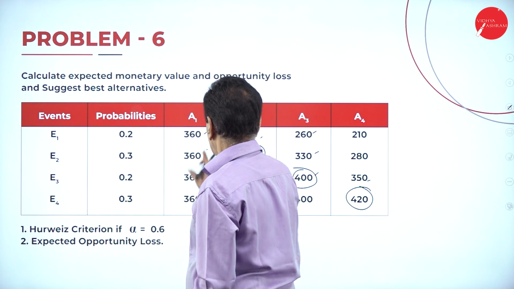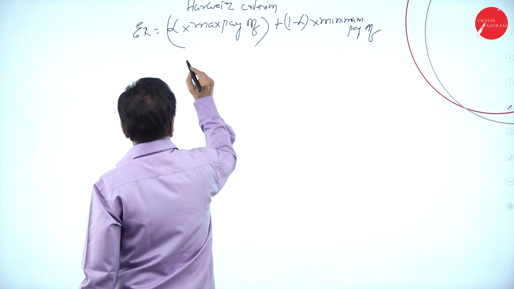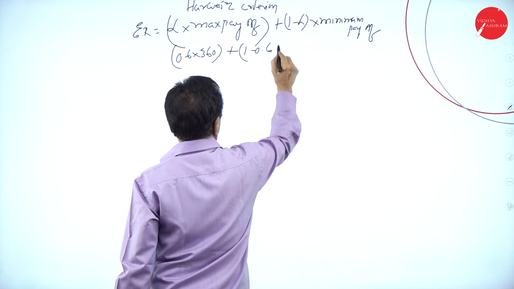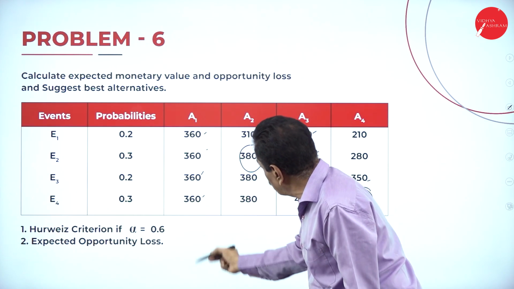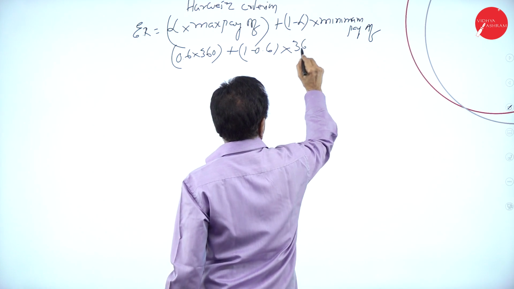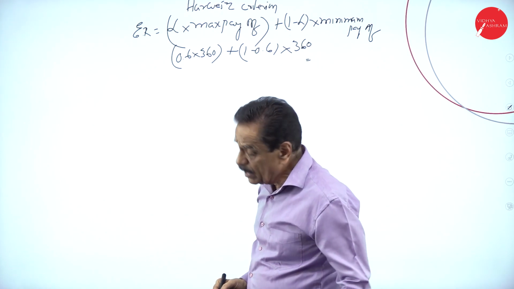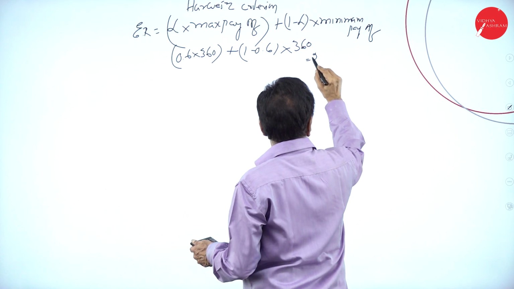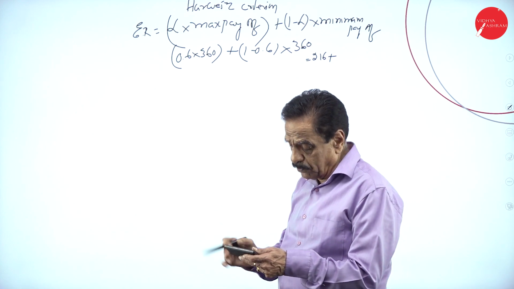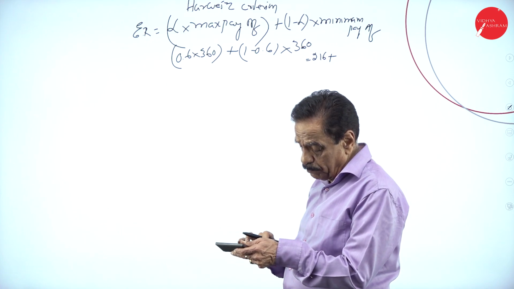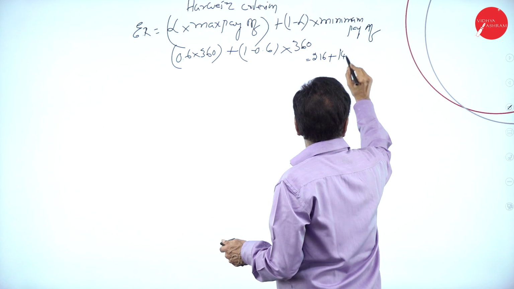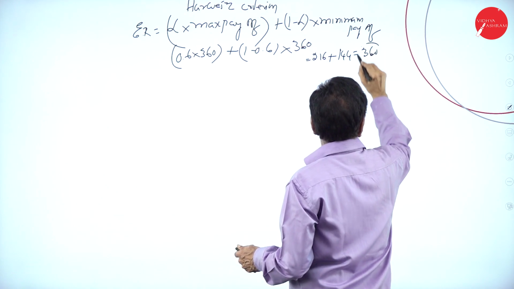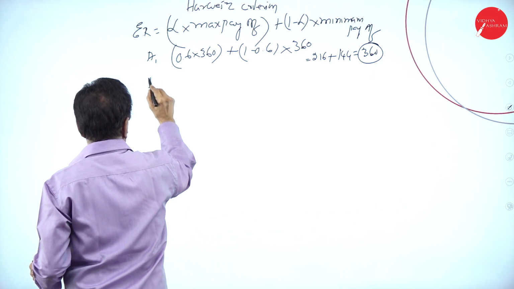Come back to first one. 360, 0.6. 0.6 into 360 plus 1 minus 0.6 into minimum, minimum also 360. Simplify. 360 into 0.6 is 216. Plus 1 minus 0.6 is 0.4 into 360, 144. Plus 216, 360. This is your A1.